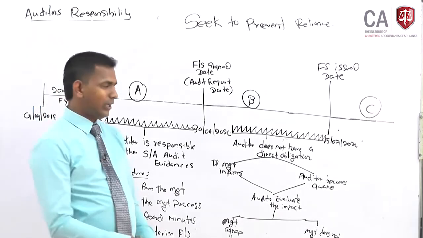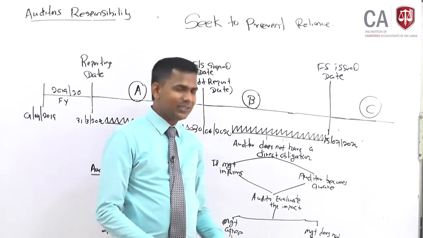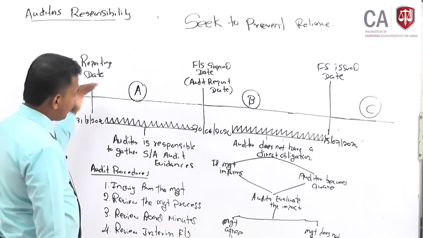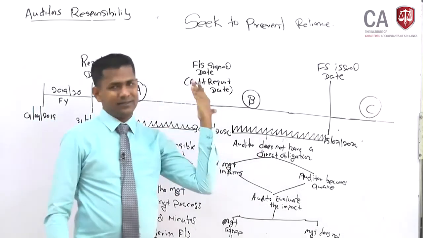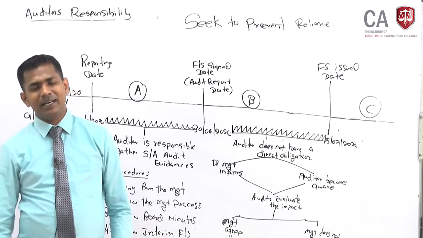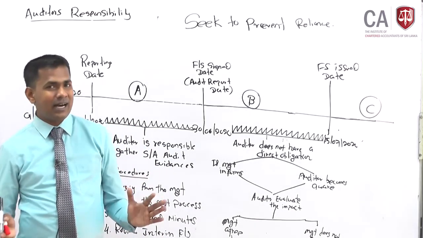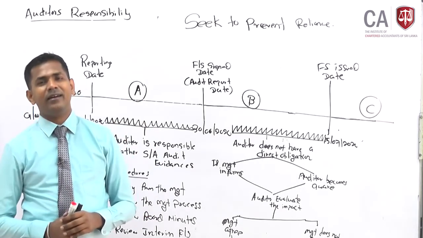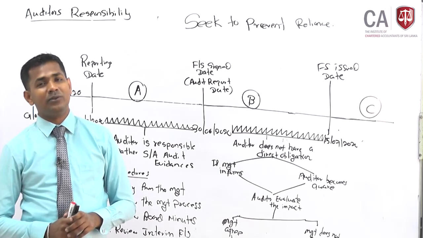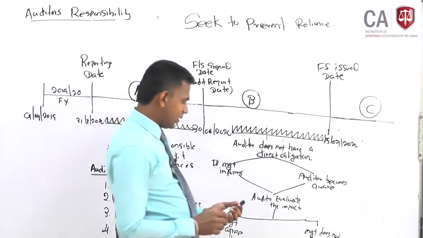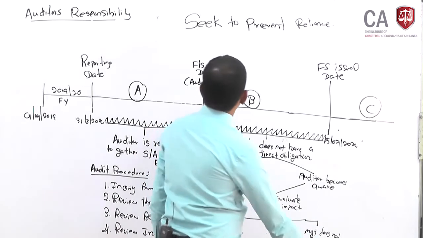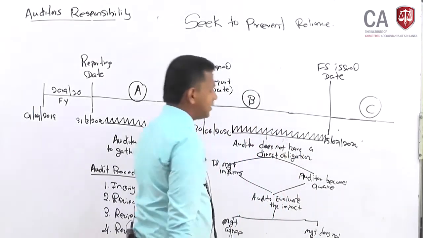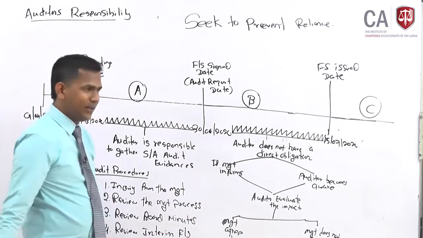I hope that if you just look at only these circumstances, you won't understand anything, but you have to come through this flow nicely. When you come through this flow, you will understand what is correct and what should be the answer. This is called logical auditing, rather than memorizing. Trying to understand the logic and remembering will help you get through the examination, right? So we call it seek to prevent reliance. I am using a small font because the board is not enough.